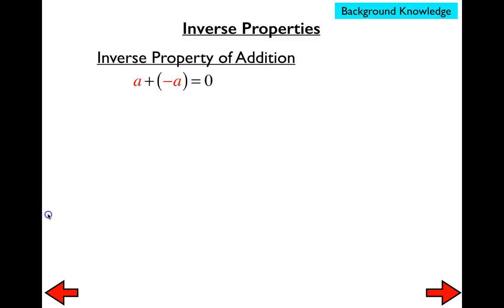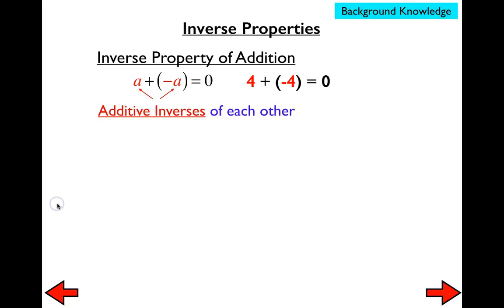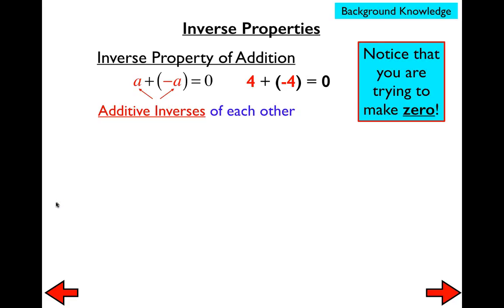First, we have the inverse property of addition. Basically, it's when you have two numbers that are the opposite, so a positive and a negative. They're called additive inverses of each other. They equal zero. So basically, we're trying to get zero, and we're trying to isolate a variable at this point.